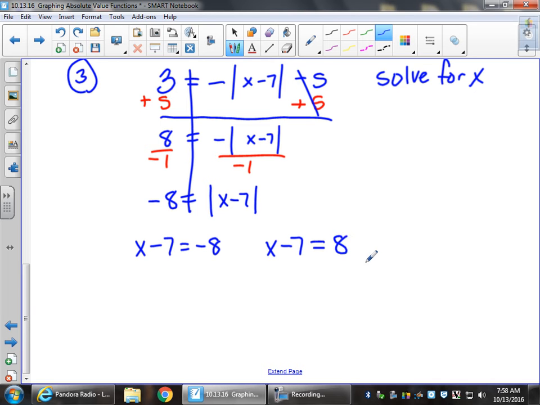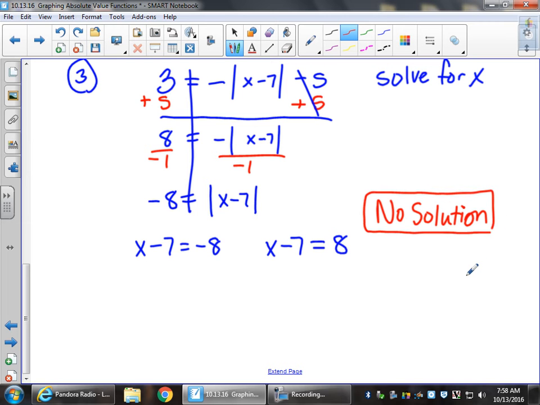Now, question for you. Will this ever equal negative 8? Think about that, because we didn't do anything wrong, right? We added 5 to both sides. I got a positive 8. Divide by negative 1. I have something in absolute value bars equal to a negative. Can that ever happen? Can you ever have something in absolute value equal negative 8, equal a negative? Think about that. Can that ever happen?